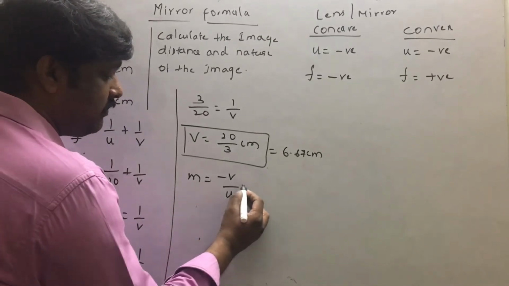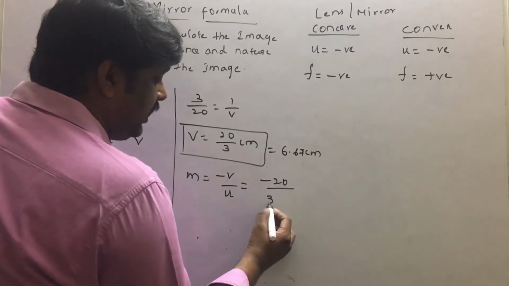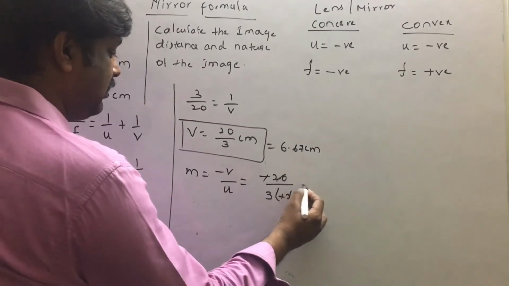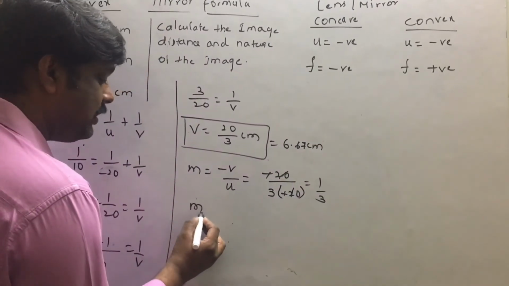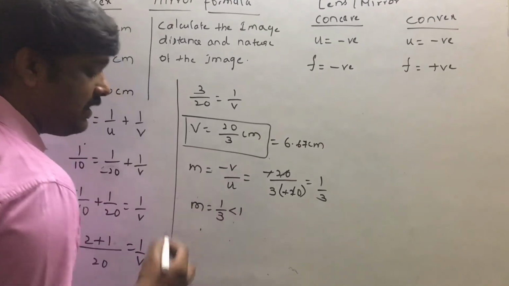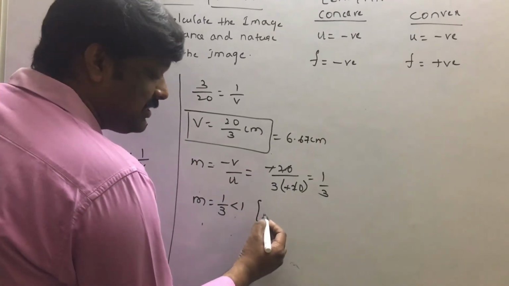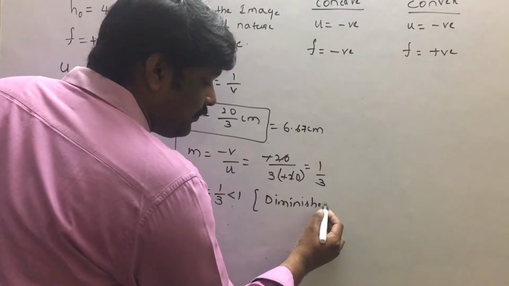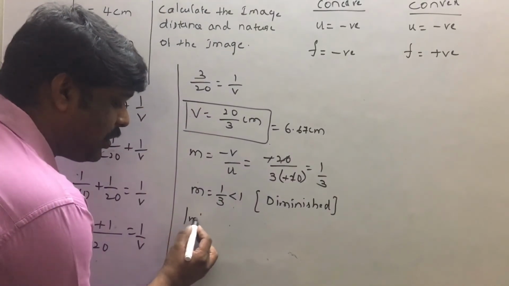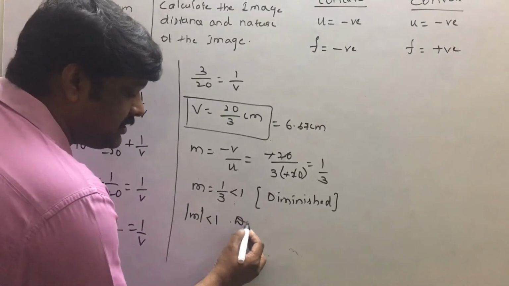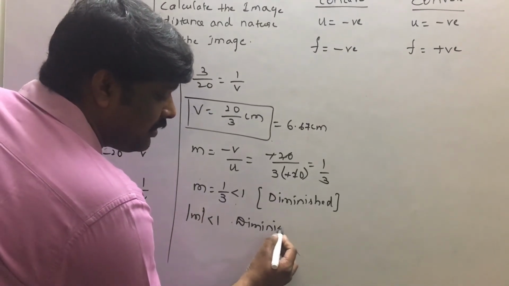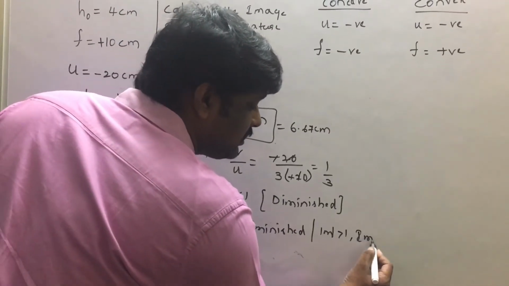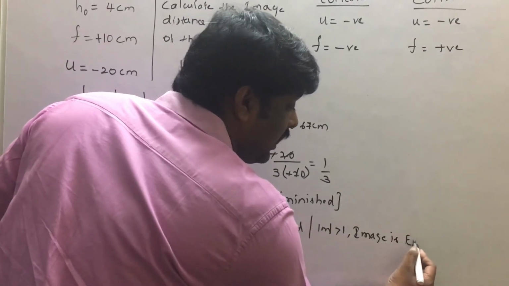M value is minus v by u, minus 20 by 3 by u, again minus 20. Minus gets cancelled. M value is 1 by 3, which is less than 1. It indicates the image is diminished. And mod m, if it is less than 1, image is diminished. Mod m, if it is greater than 1, image is enlarged.